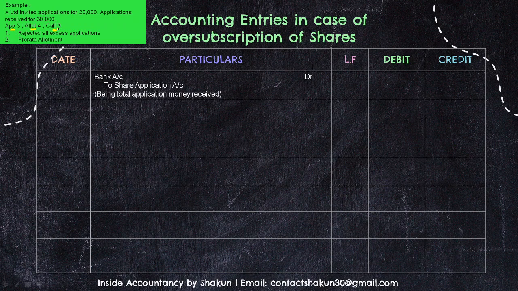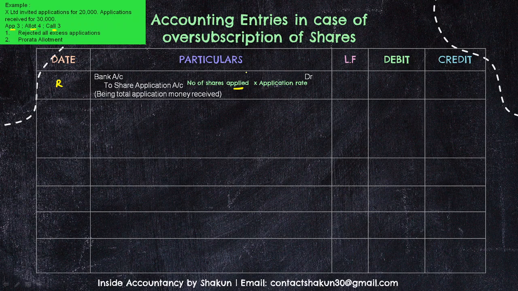So there are 3 stages and every stage has 2 entries. One is for receiving, the other one is for due. And in case of application, we always pass the receiving entry first. So our receiving entry would be Bank account Dr. to Share Application. Now how can we calculate this amount? This amount can be calculated by multiplying the number of shares that have been applied by the application rate.